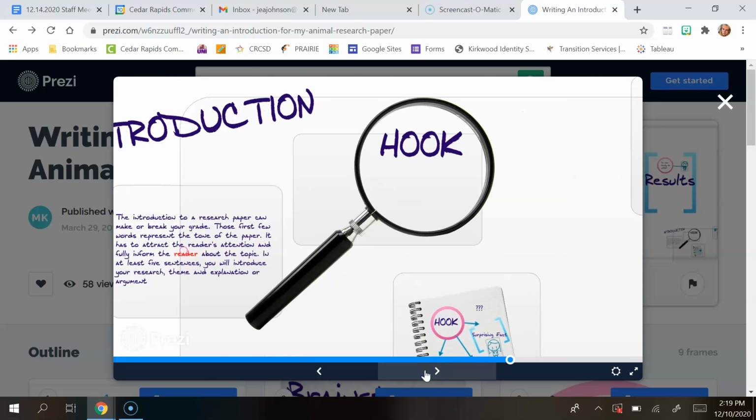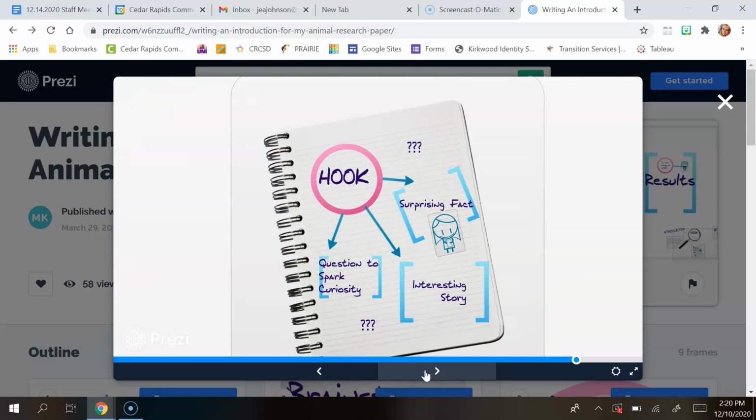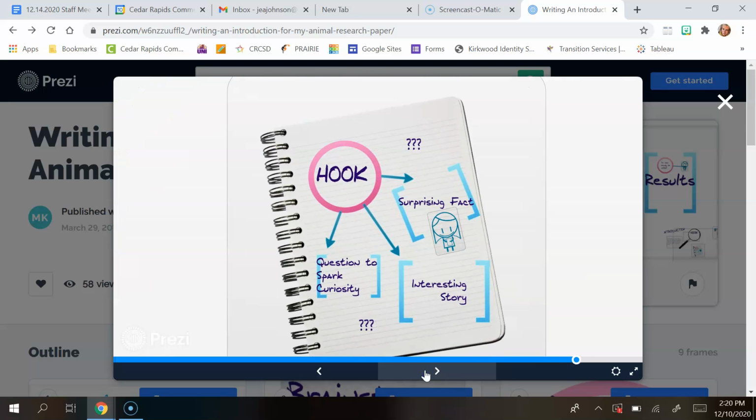The first thing is the hook. This is probably Miss Jeannie's favorite thing to do in any type of writing, is that hook, because it really brings the reader in to your piece of work and wants them to continue reading. The hook could be a surprising fact. It could be a question to spark curiosity about your animal, or it could be an interesting story based on an experience that you may have had with an animal.